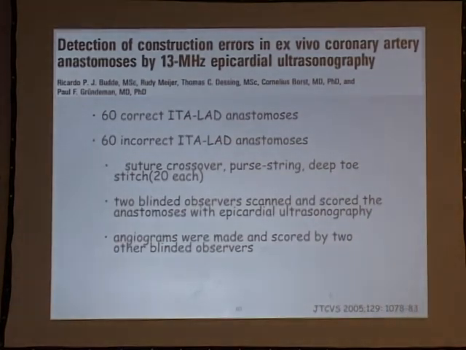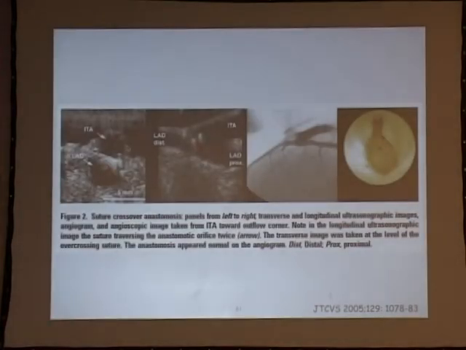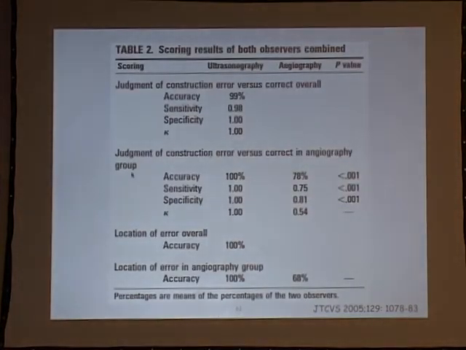This is a report of comparison between the ultrasound and the angiography. 60 correct LITA-LAD anastomoses and intentionally incorrect anastomoses: suture crossover in 20, purse-stringing in 20, and deep toe stitch in 20. So they compared the reliability. They say that ultrasound shows the incorrect anastomosis very clearly rather than angiography. It is a crossover stitch. So the accuracy and the sensitivity is much better in ultrasonography, they said.